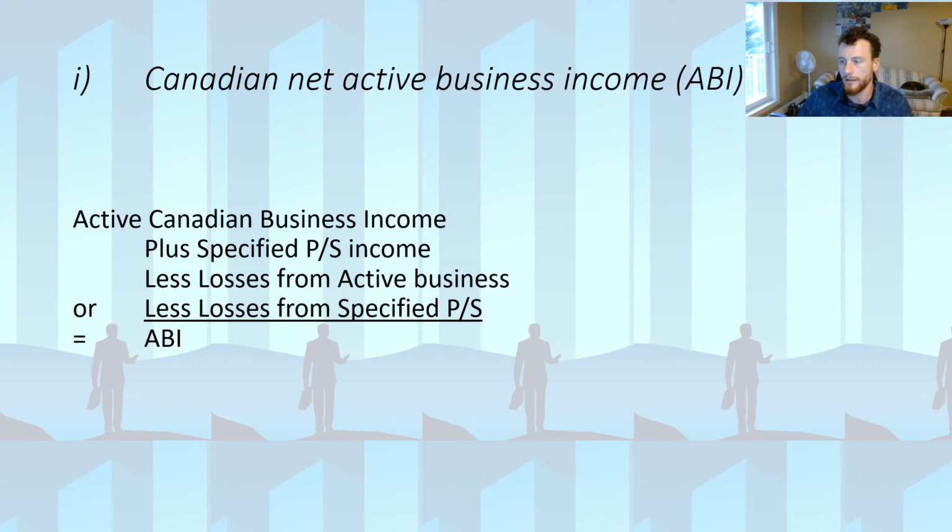And it's the same with the specified losses. This should give us an amount of our active business income, which may be the lesser of the three amounts, in which we can apply to get our SBD.